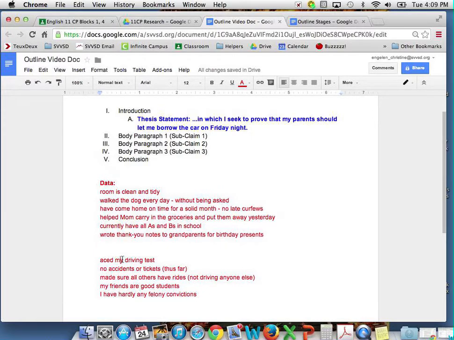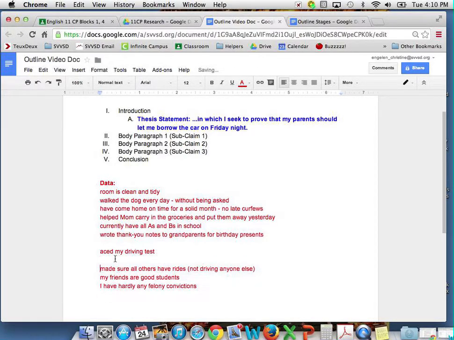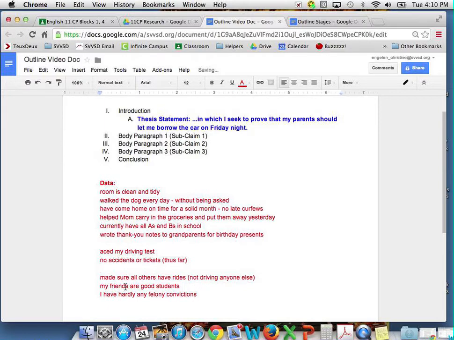Driving. Oh, some of these are about driving. So now I've got, I aced my driving test. I've got no accidents or tickets thus far. I'm not going to drive anybody else. I know they don't like you to drive anybody else when you're just getting your driver's license. My friends are good students. Okay, so that's not really about me. That's sort of about the kids that I hang out with.